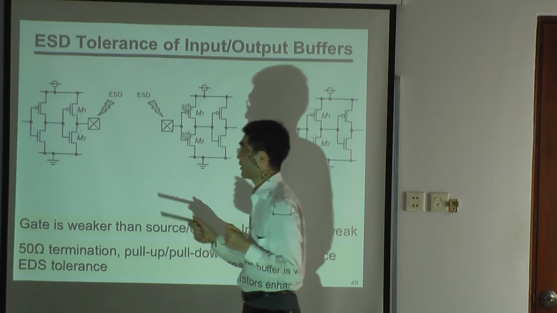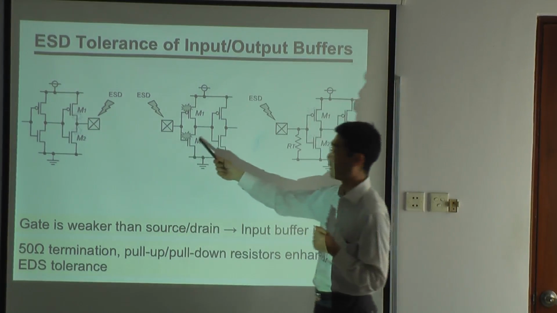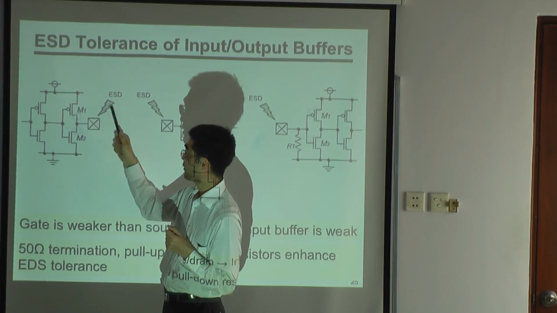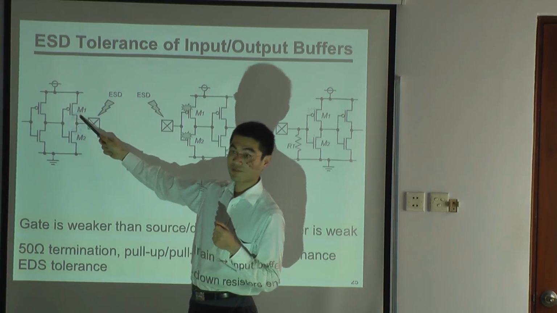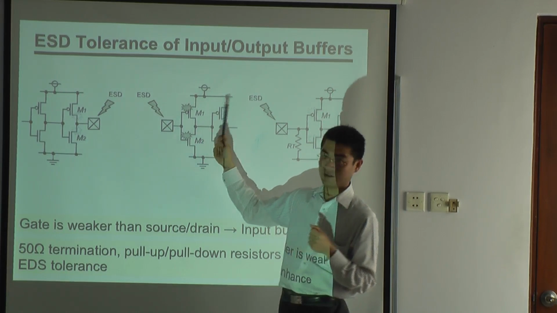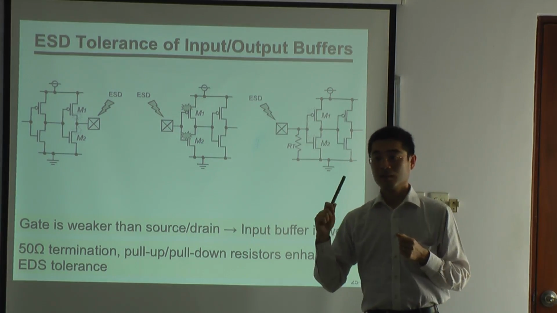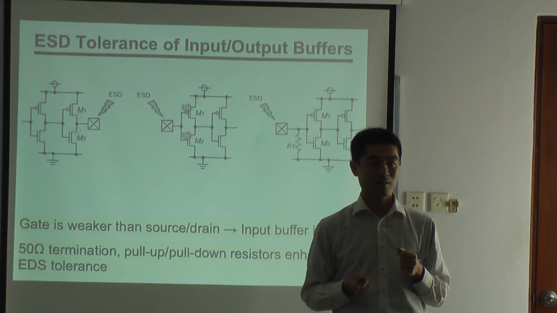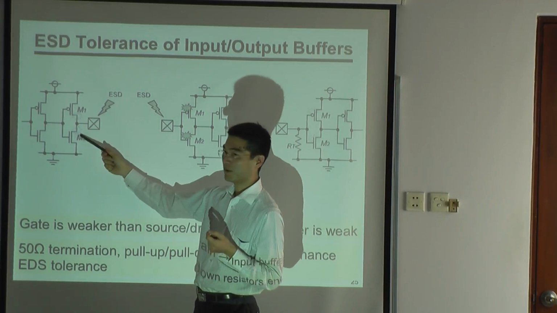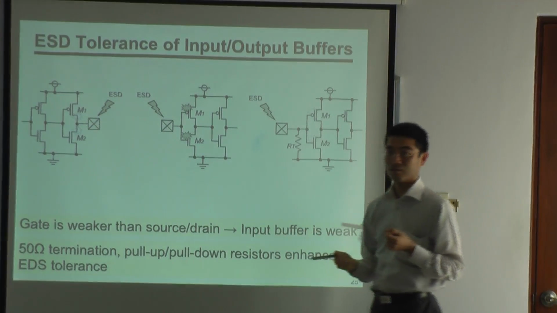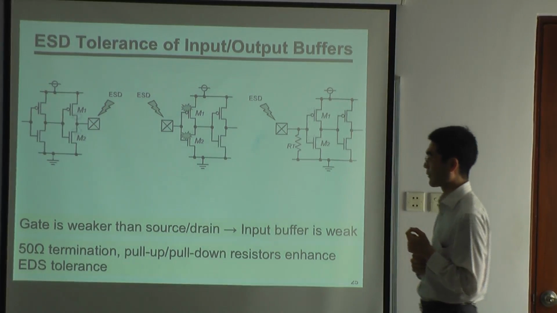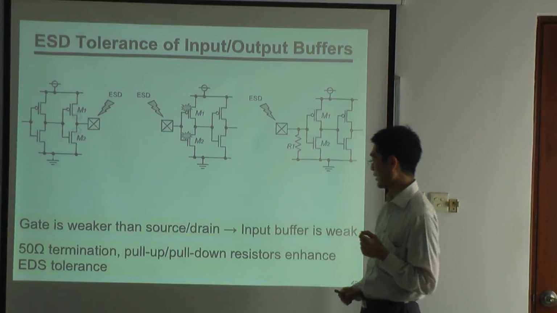So let's say we have an output buffer here or an input buffer. For output buffers, this node is a PN junction. And for input buffers, the pad is connected to the gate. And gate oxide is easy to break compared with a PN junction. So the output buffer is stronger than the input buffer in terms of ESD. The gate is weaker than the source drain.